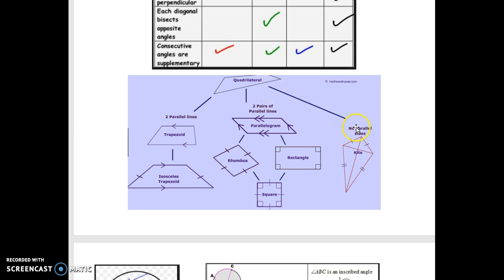And then a kite is kind of in its own world. A kite has no parallel sides. The diagonals are perpendicular and the markings are on the kite. Please take a moment to draw this picture as well.